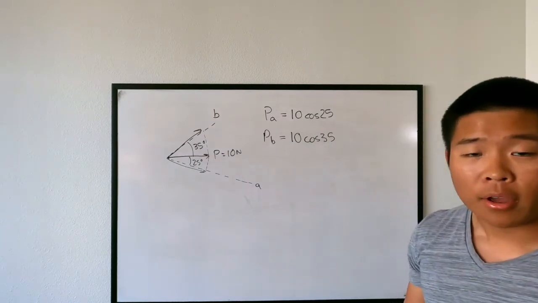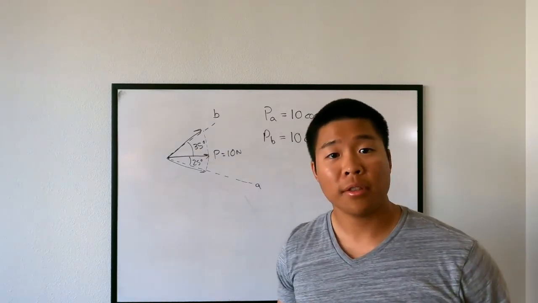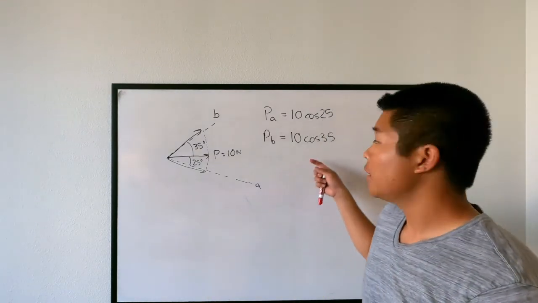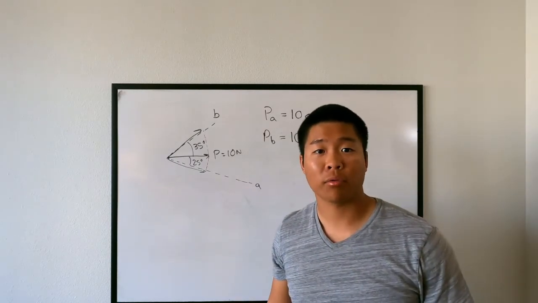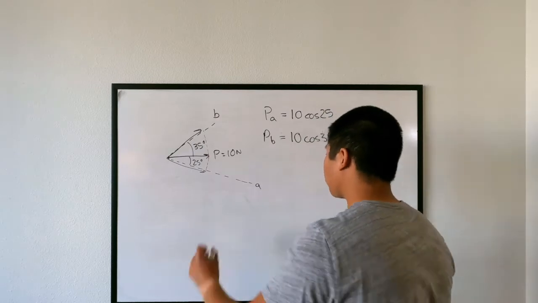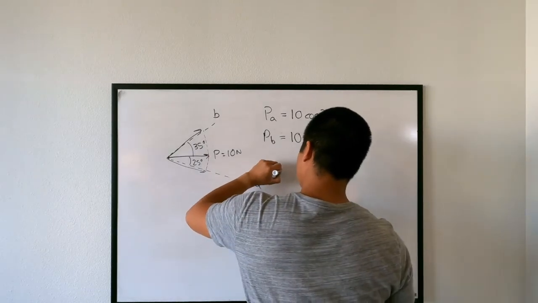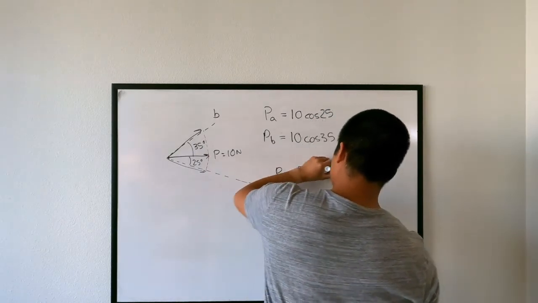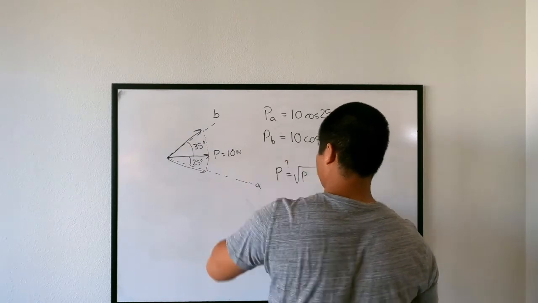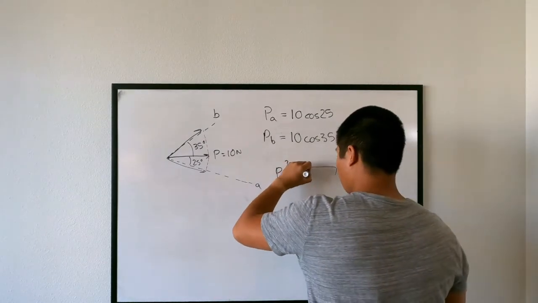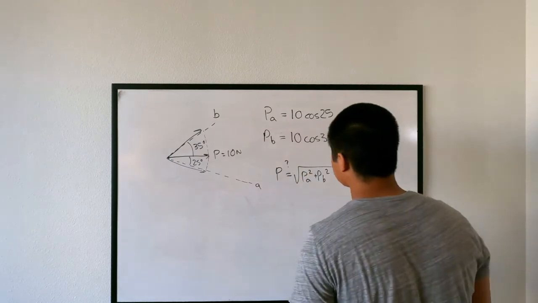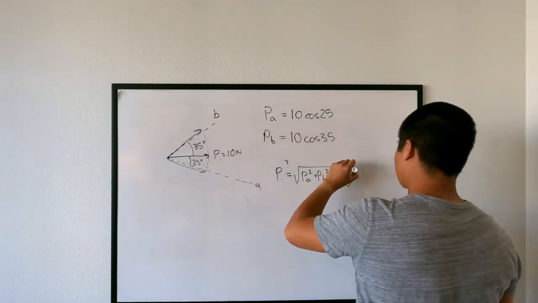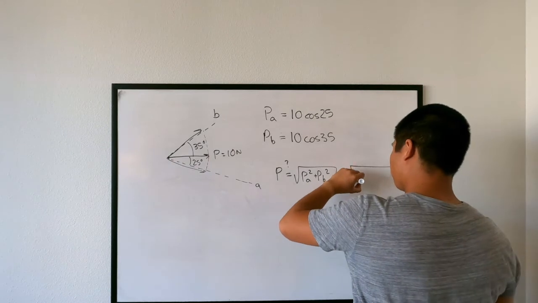Now, if we try to use the Pythagorean theorem to find P from its projections, then we will run into a problem, and we'll see why. I'll put a question mark here. So PA squared plus PB squared, and then is it going to work? I don't know.